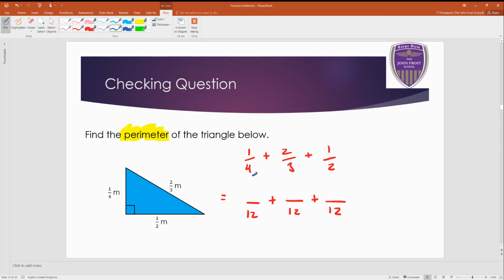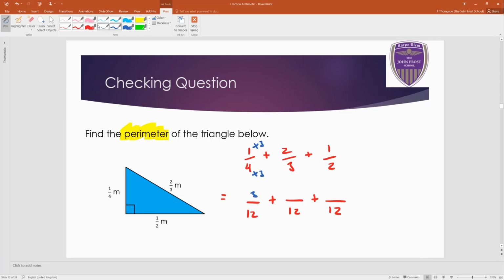Now, how many 4s are in 12? 3. 1 times 3 is 3. How many 3s are in 12? 4. 2 times 4 is 8. And then lastly, how many 2s are in 12? 6. 1 times 6 is 6. And now you've got a common denominator. So add the numerators. I got 3 add 8 is 11, plus 6 is 17. 17 twelfths meters. And with that, we're done. Nice one.